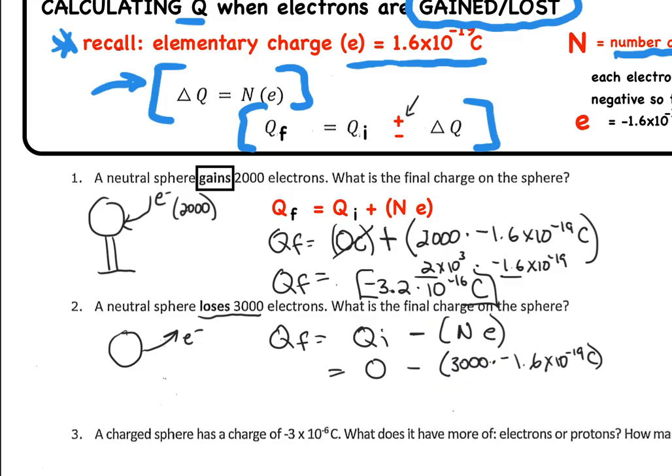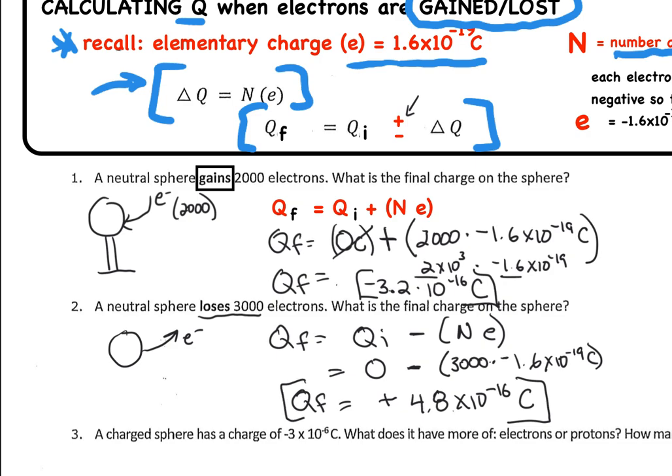But the charge of an electron is still 1.6 times 10 to the negative 19th coulombs, okay? So times. And again, you can do it any way you want. You can do it on your calculator. And do you notice, however, there's 2 negative signs. So you're going to end up with a positive 4.8 times 10 to the negative 16th coulombs, okay? And there's my Q final.